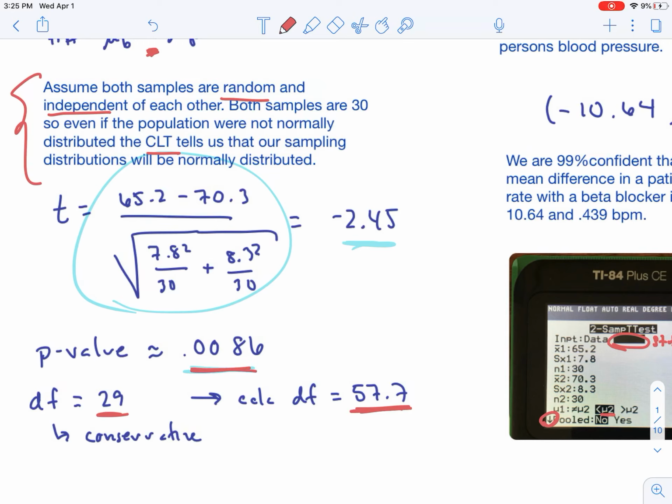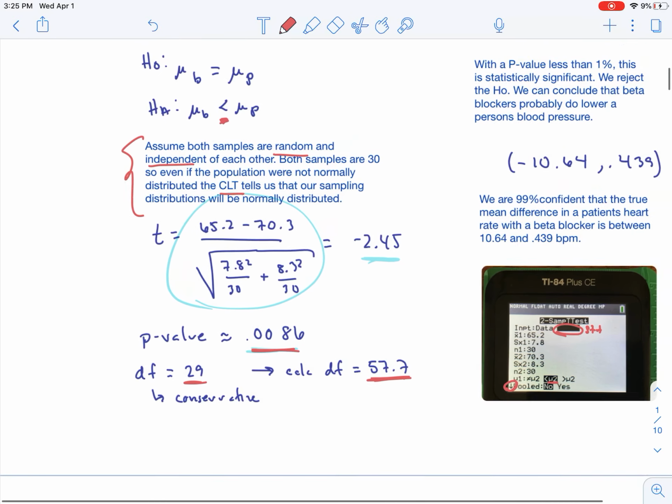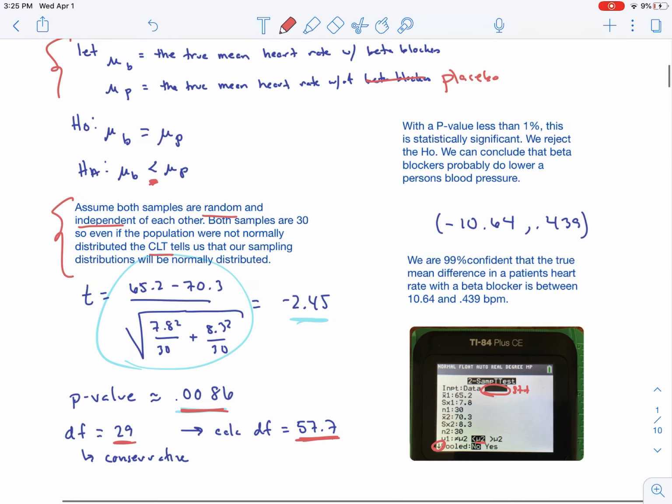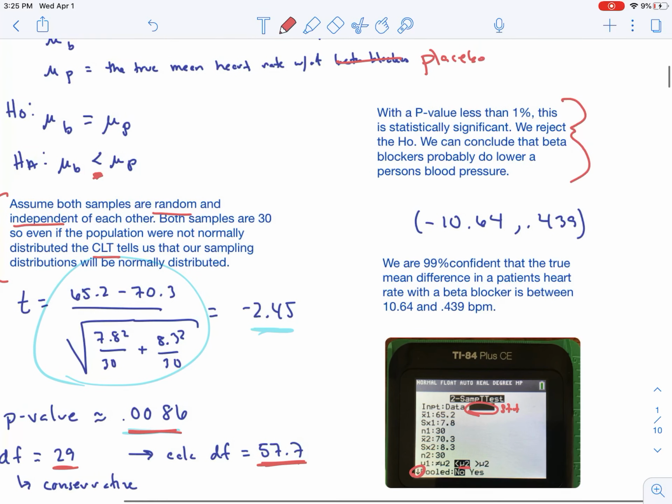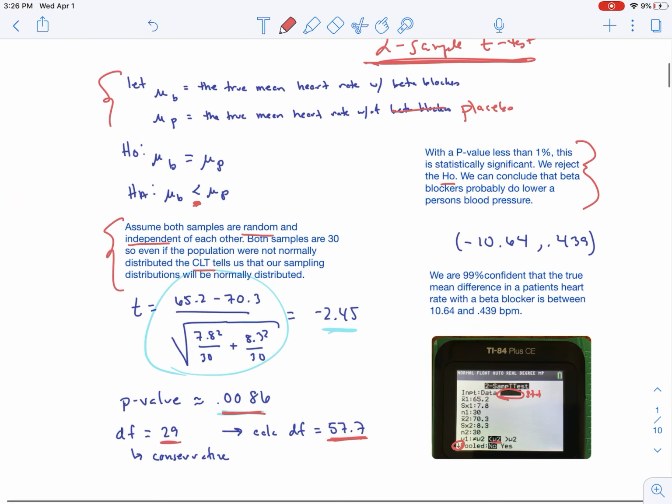My p-value is 0.0086. That is low. That is less than 1%. You would say if the p is low, reject the H naught. With the p-value, here's my conclusion in context. With the p-value less than 1%, this is statistically significant. We reject the null hypothesis.